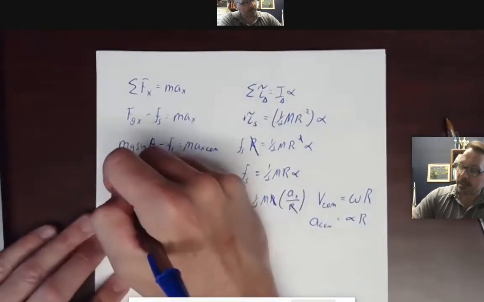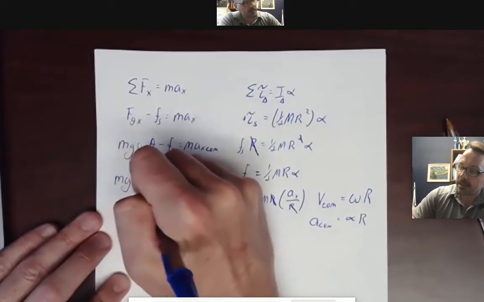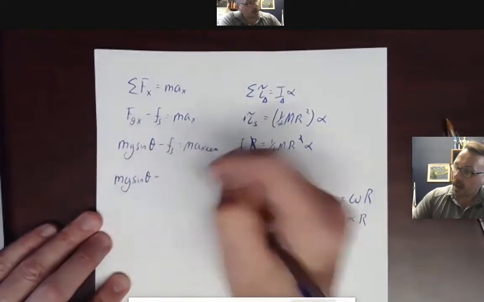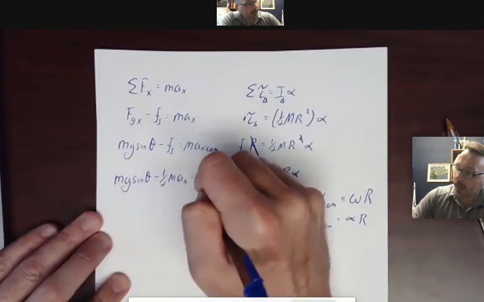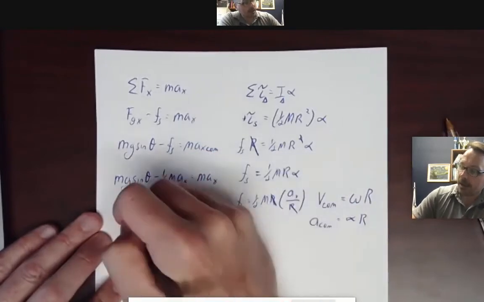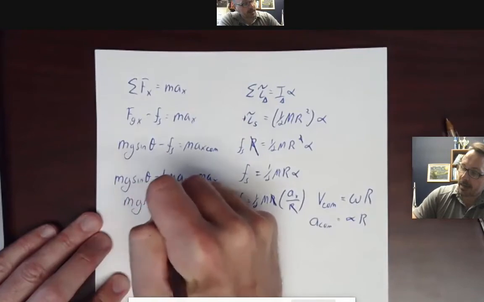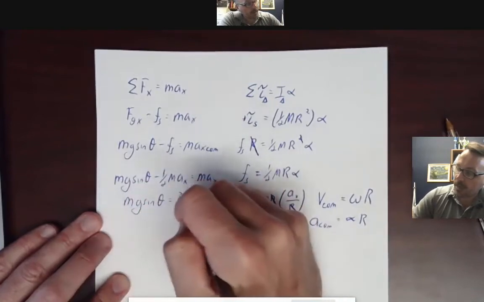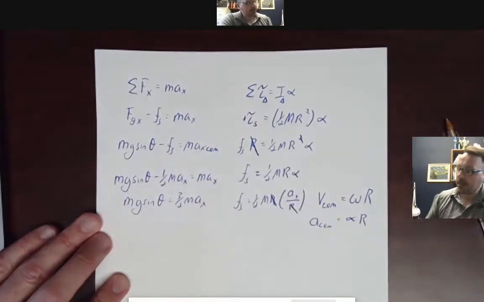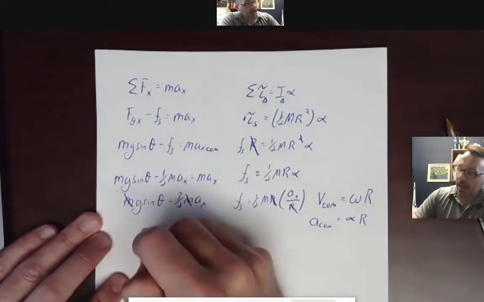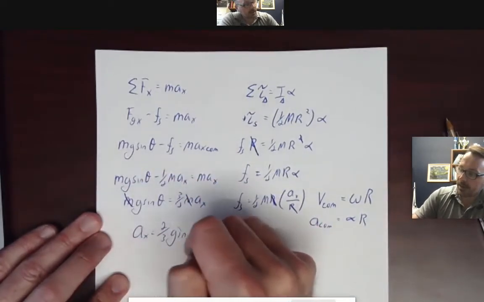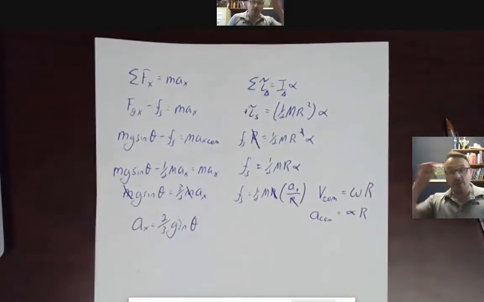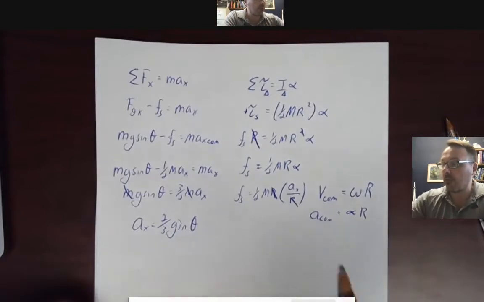And now I can put this together. mg sine of theta minus 1/2 max is equal to max. Okay, so mg sine theta is equal to 3/2 max. And you notice m's cancel. Ax is equal to 2/3 g sine theta. Boom. So now I know the tangential acceleration of that object down the slope.